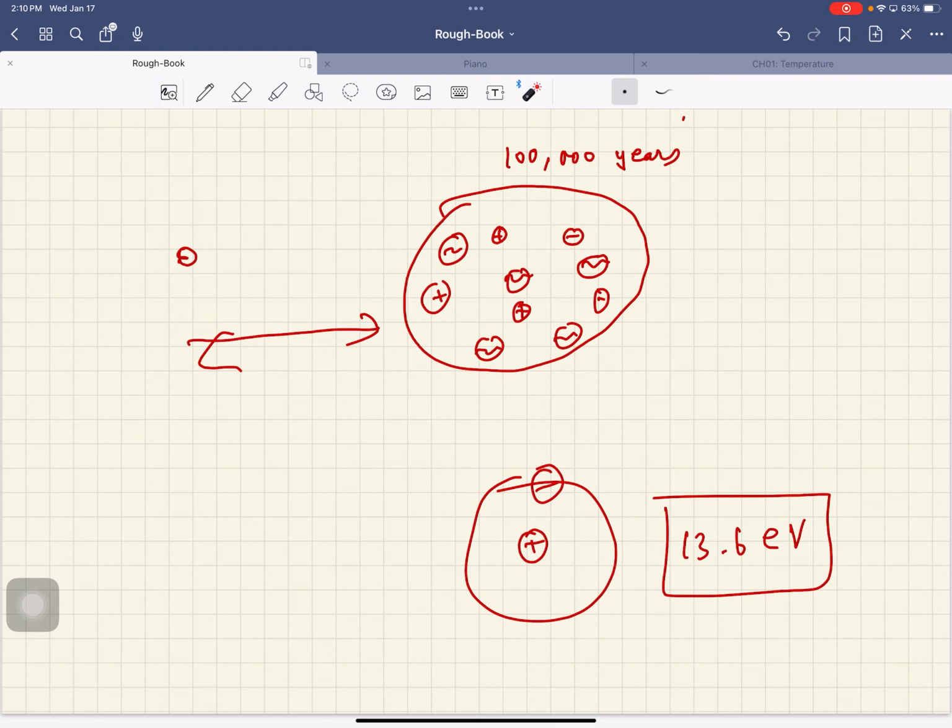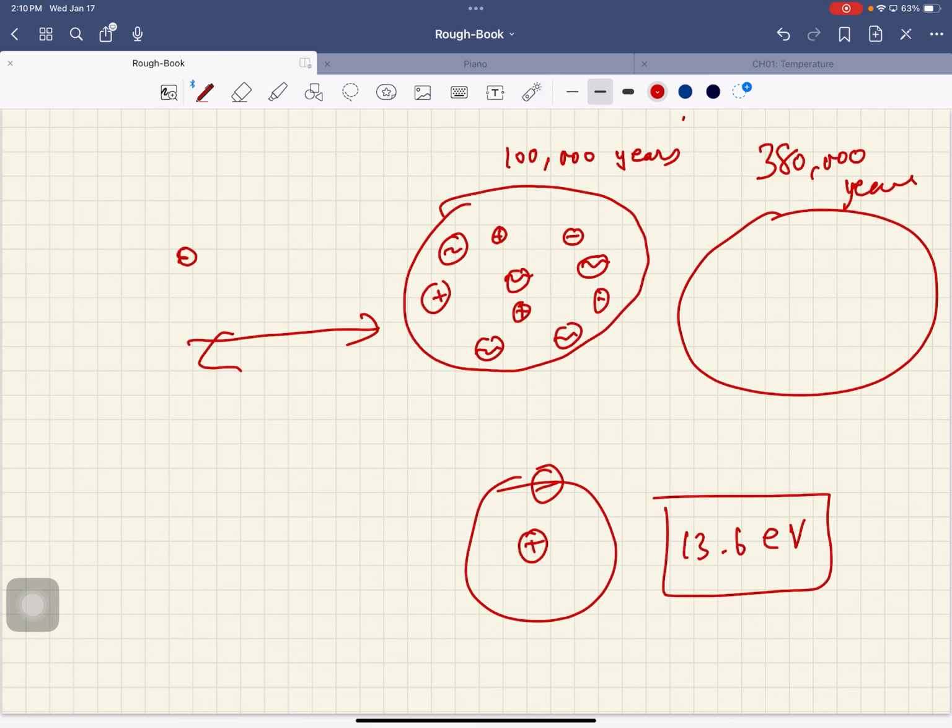All right, so the universe is expanding. Radiation is cooling down as well. Its energy is decreasing. So now at 380,000 years, the energy of the photon is low enough that it can't ionize hydrogen. At 380,000 years after the Big Bang, the first atoms formed. The fog lifted. And now that radiation can travel for free.